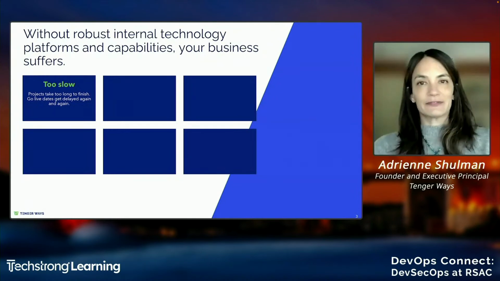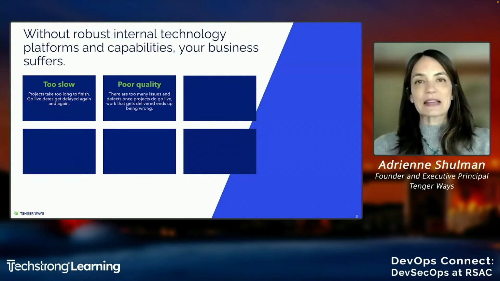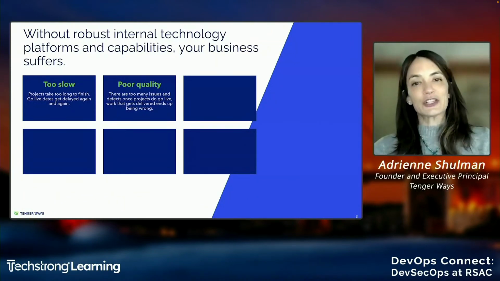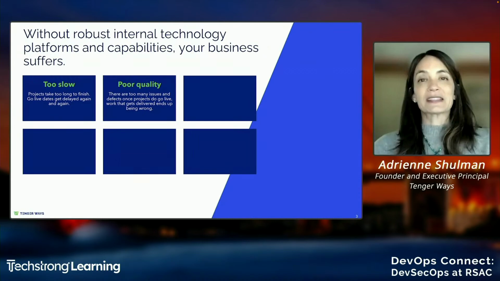And not only that, they just kept delaying and delaying the go live date, and they were not so happy with it. The next complaint is around quality. Once changes to these platforms or projects for business applications go live, there are lots of complaints that they're either buggy or there are issues. Work that does get delivered is sometimes just flat out wrong.